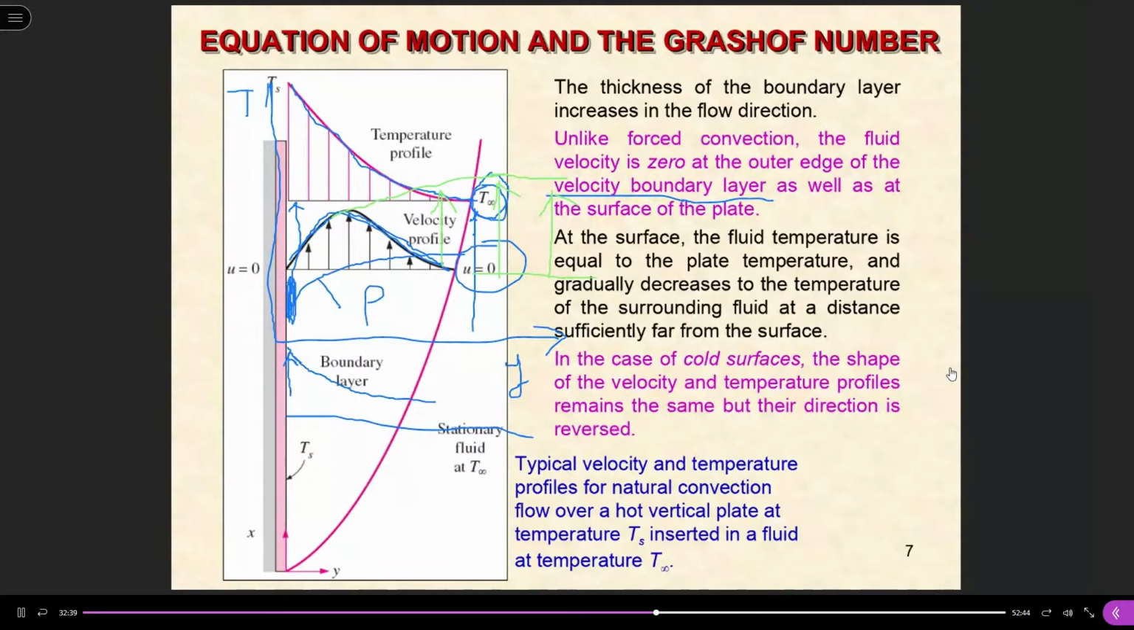In this illustration, we are illustrating a warm surface. In the case of cold surfaces, you just put this figure upside down, and everything remains the same. So you just turn these slides upside down, and that will be the case with cold surfaces.